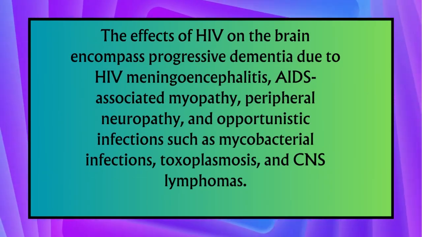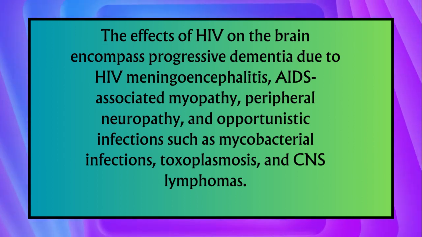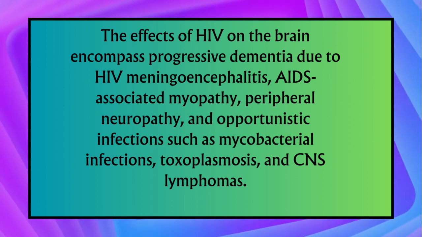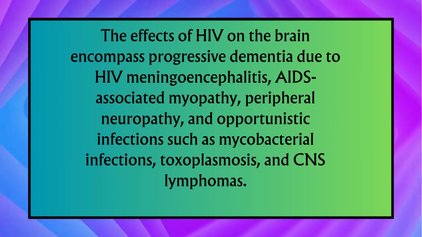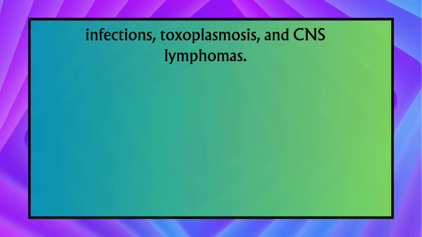The effects of HIV on the brain encompass progressive dementia due to HIV meningoencephalitis, AIDS-associated myopathy, peripheral neuropathy, and opportunistic infections such as mycobacterial infections, toxoplasmosis, and Kaposi's lymphomas.